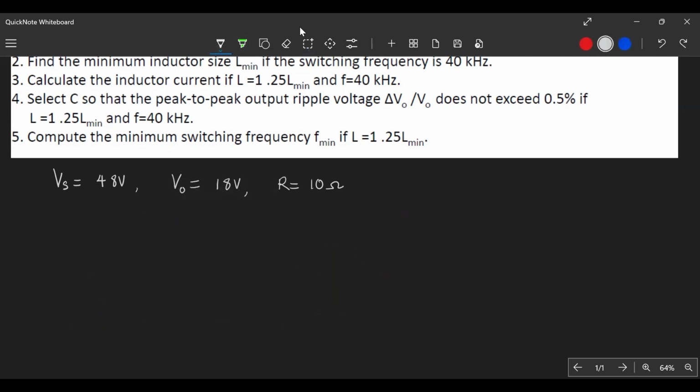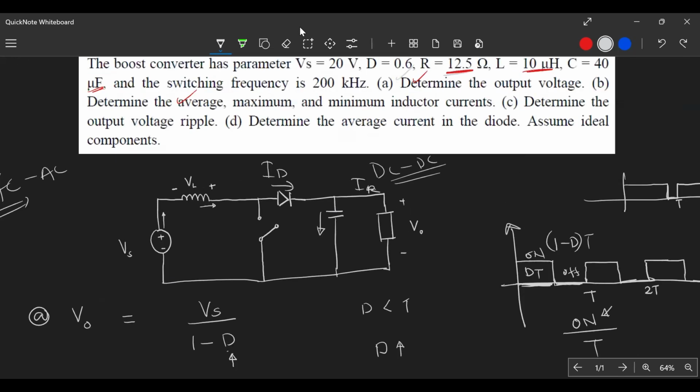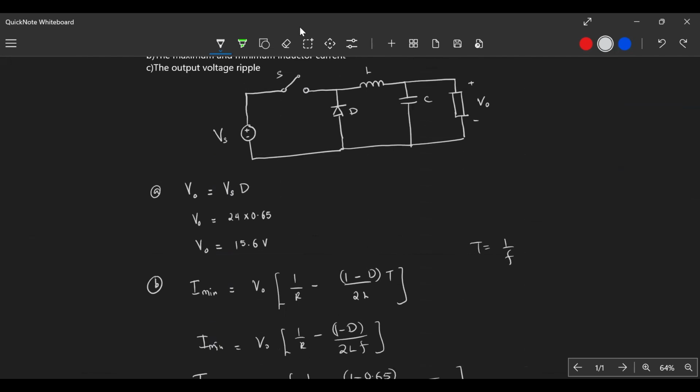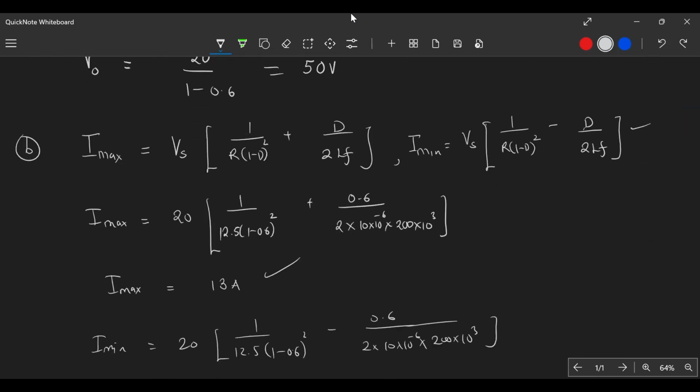Question number one is asking us to find the duty cycle. For us to find the duty cycle, we need to know the relationship between the output voltage and the input voltage for a buck converter. I explained this in the previous video. For a buck converter, here's the equation, the relation between the output voltage and the input voltage.